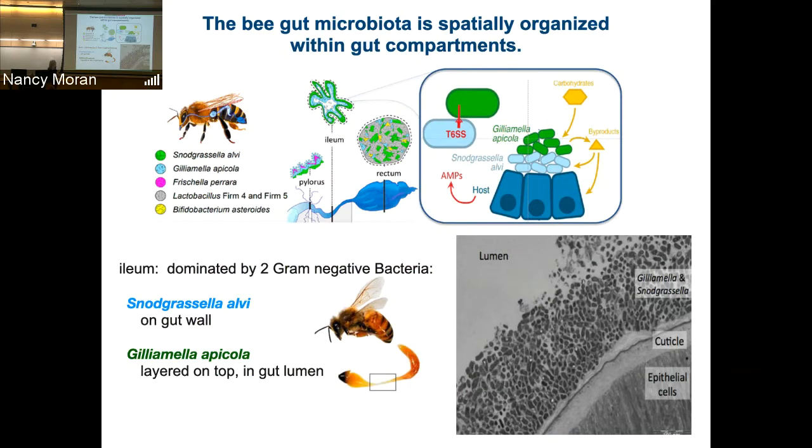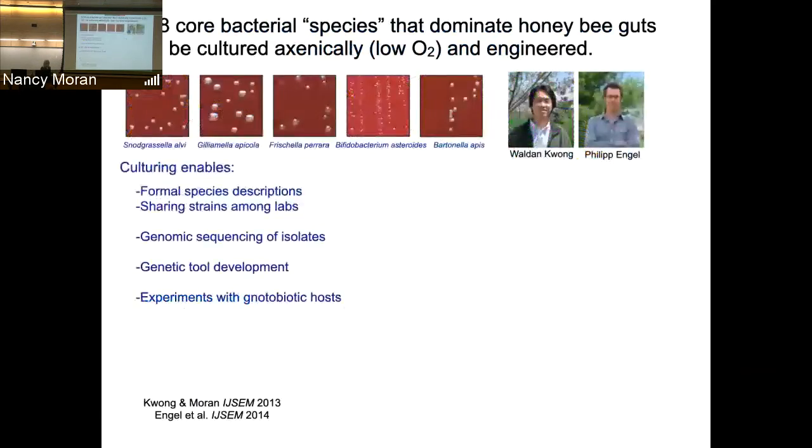And we mostly focused on this ileum section and on these 2 species, Snodgrassella alvi and Gilliamella apicola. They live in a very tight biofilm on the surface of the gut wall in the ileum, with Snodgrassella lining the epithelial cells of the gut, and then Gilliamella in little clusters above it. That's a repeated pattern in different bees, and you can look at cross sections of the gut and see them arranged that way.